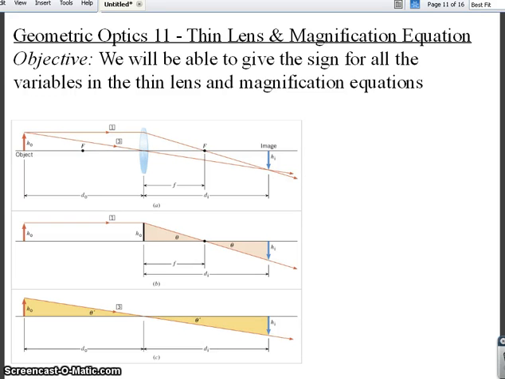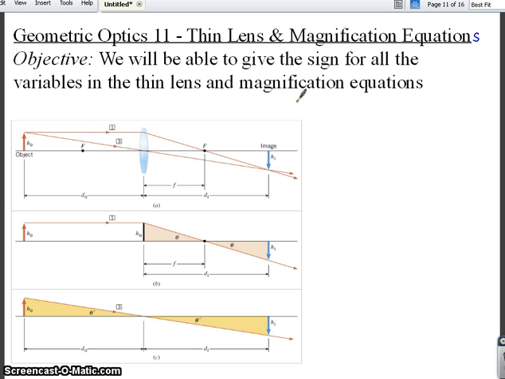Good morning, class, and welcome to this lesson on Geometric Optics 11, the thin lens and magnification equations. Today we will be able to give the sign for all the variables in the thin lens and magnification equations. So, where do these equations come from?